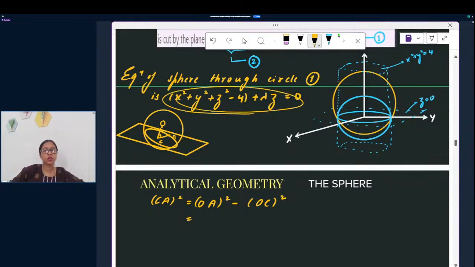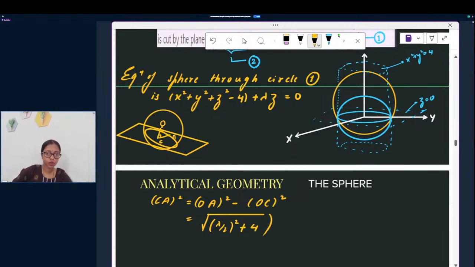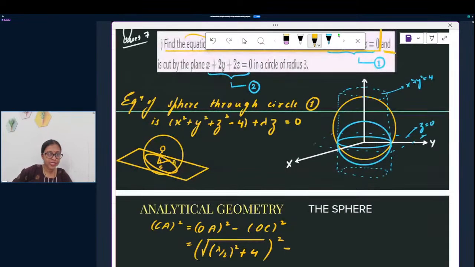What is the radius of the sphere? Square root of u square plus v square plus w square, right? Here u is 0, there is no coefficient of x, there is no coefficient of y, there is a coefficient of z, so 2wz. So lambda by 2 whole square, and minus d means plus 4, minus OC square. What is OC? OC is the perpendicular distance from the center of the sphere, which is again 0, 0, minus lambda by 2, to the plane. What is the plane? The plane is x plus 2y plus 2z equals 0.